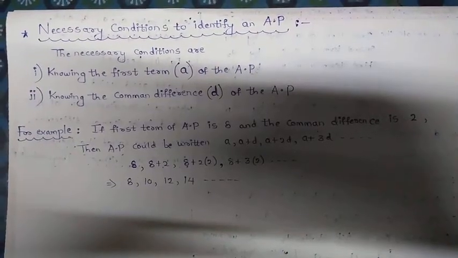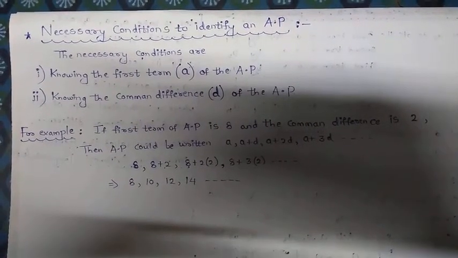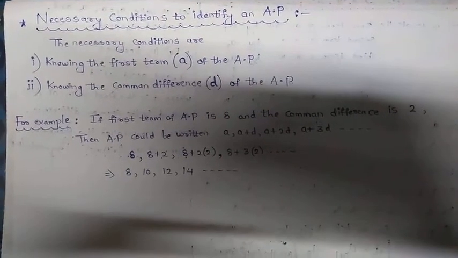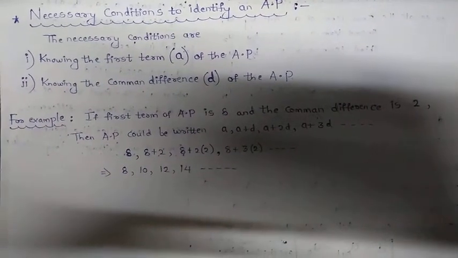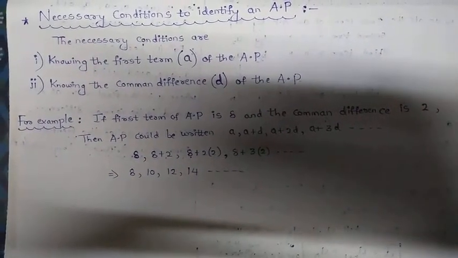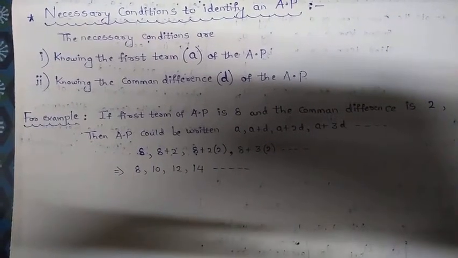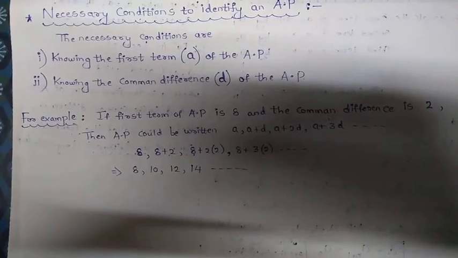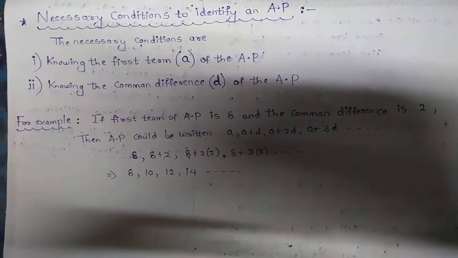Now moving on to the necessary conditions to identify an arithmetic progression. So what are the necessary conditions to identify whether a particular sequence that is given is an arithmetic progression or not? So is it sufficient to only know what is the first term, or is it only possible to identify an arithmetic progression by just looking at the common difference? No, right? You need both.